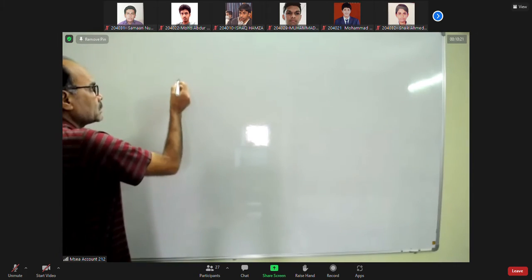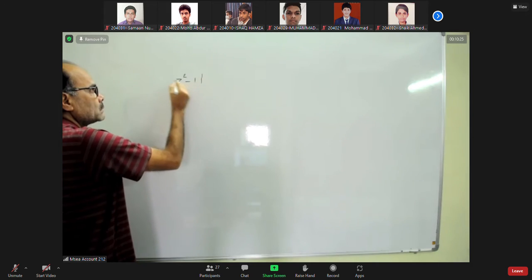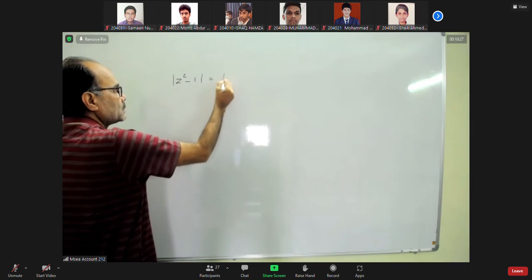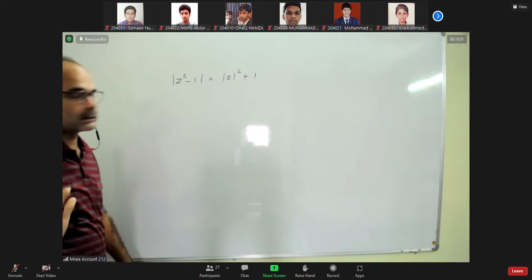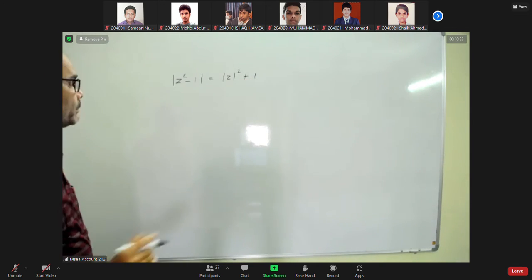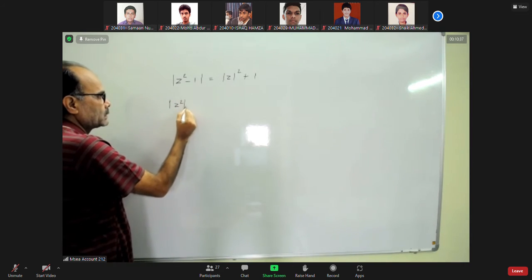Second one was mod of z square minus 1 equal to mod of z square plus 1. Then argument of z equal to this one. So I can write it as this.